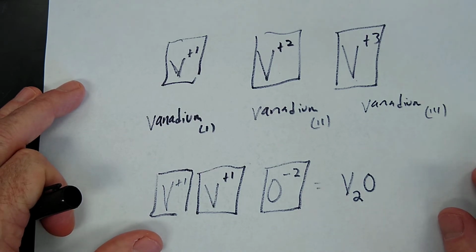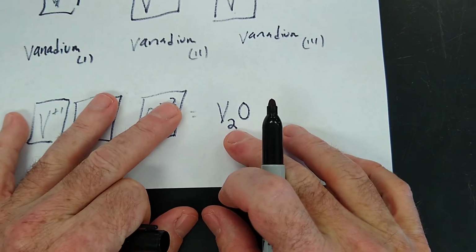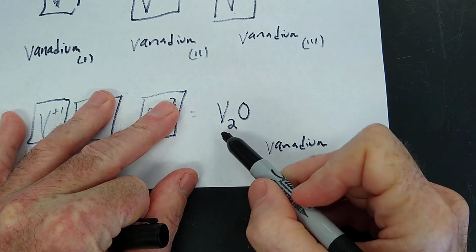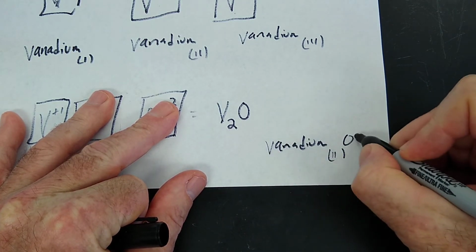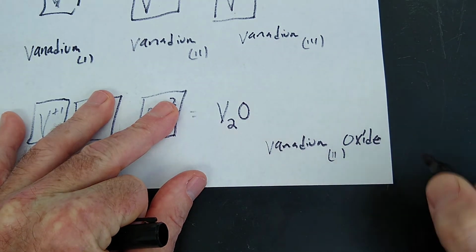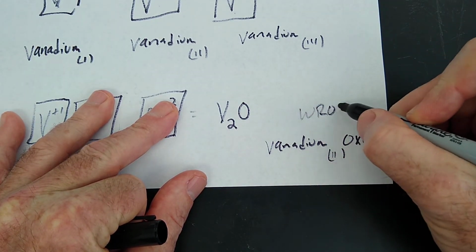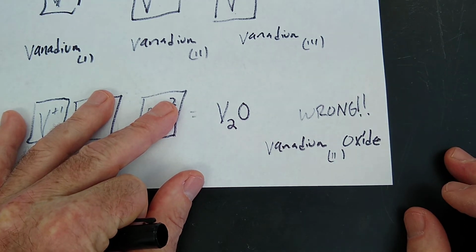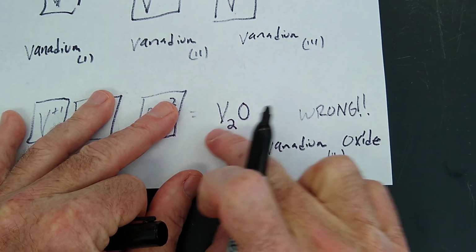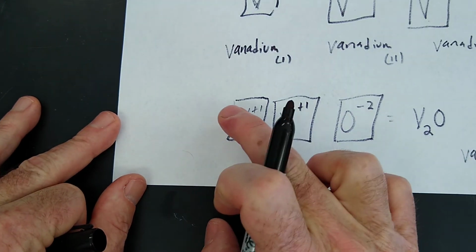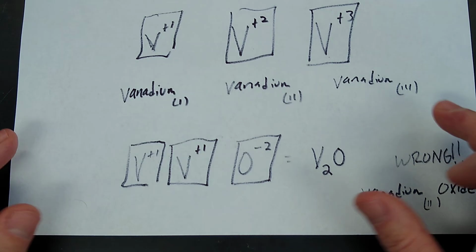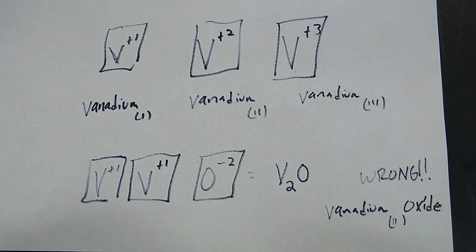Well, you can figure that out. But sometimes I turn it around and I say, hey, what is the name of this formula? And children automatically write vanadium, and then they see the 2 there, 2 oxide. And that is wrong. Wrong. V2O is actually vanadium 1 oxide. The Roman numeral stands for the charge. So that is your second baby step in naming today.